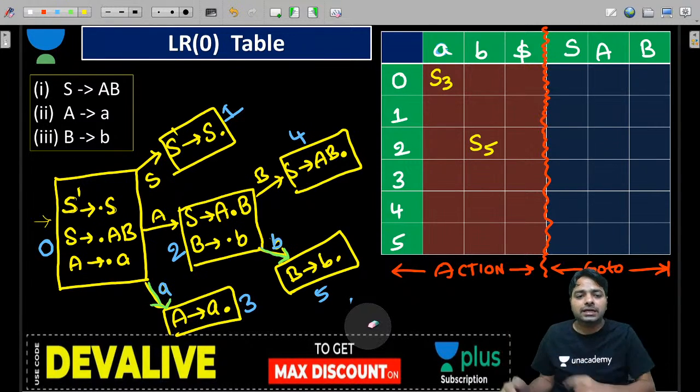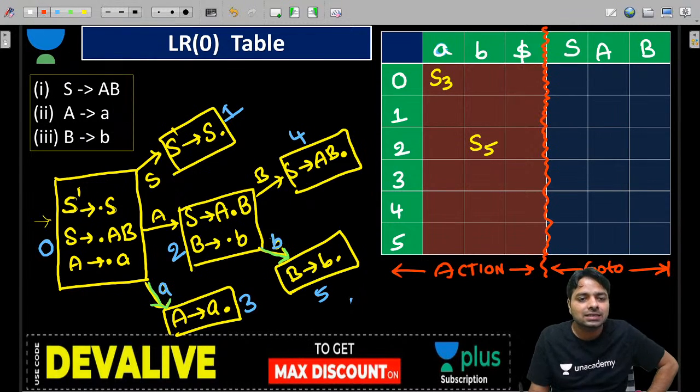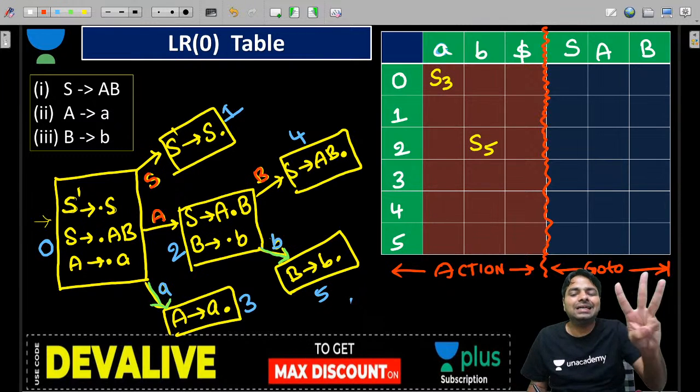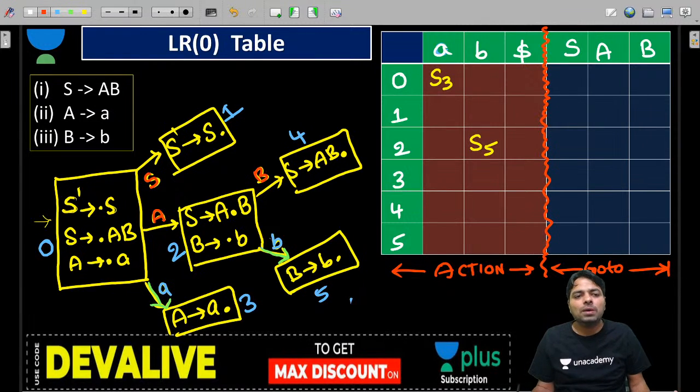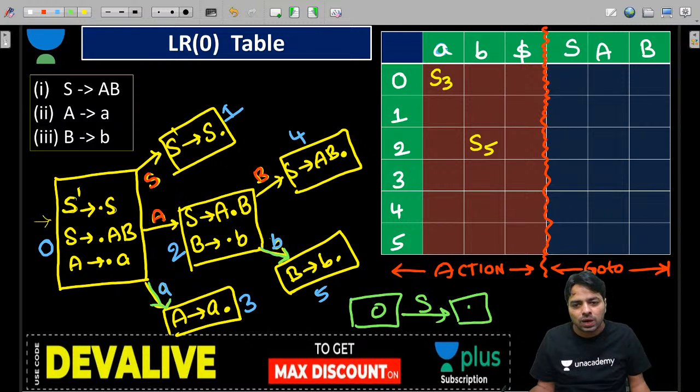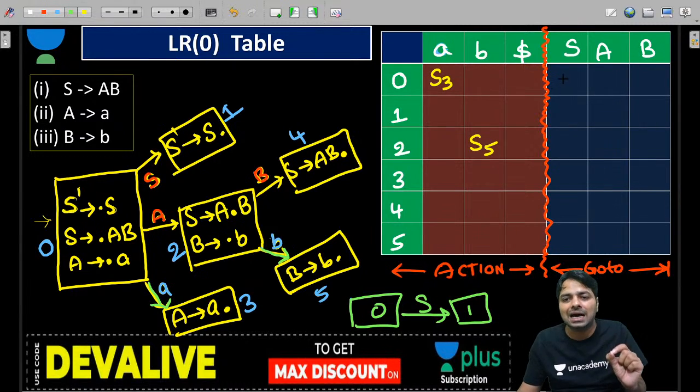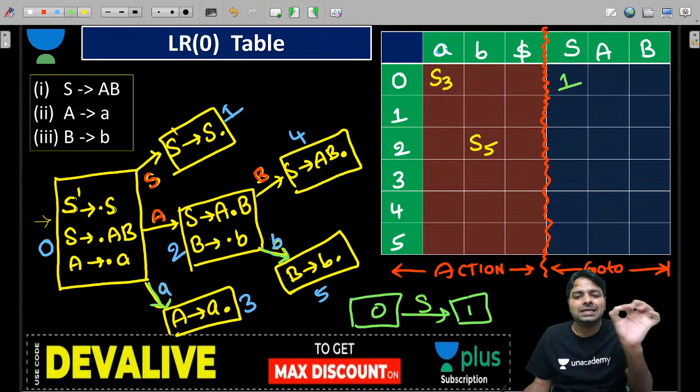Now go to the state entries. How many state entries are there? One is S, another is A, another is B, a total of 3 non-terminal transitions. One by one. First, from 0, by reading S, we are going to 1. So 0 under S, I will give 1. 1 is a state number. Go-to entry is also called a state entry.